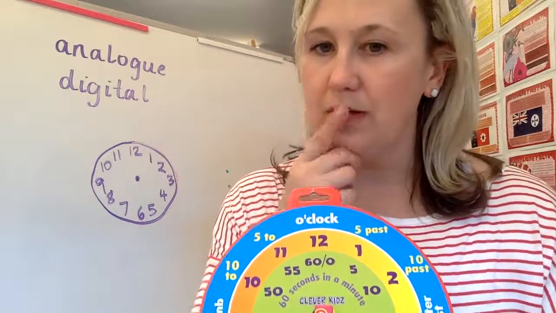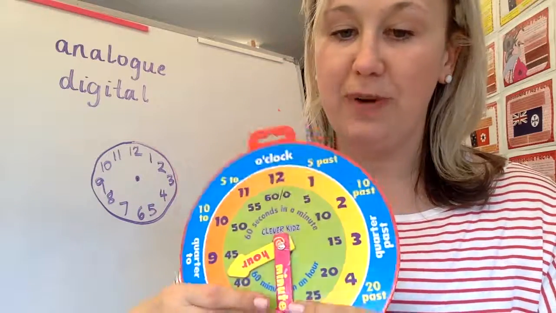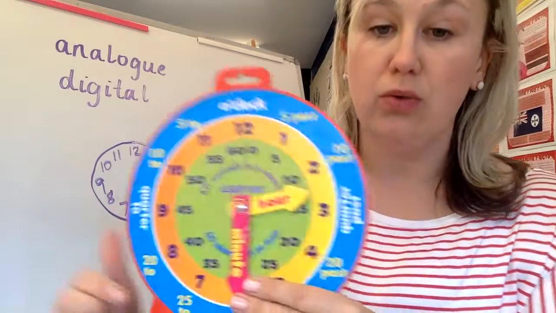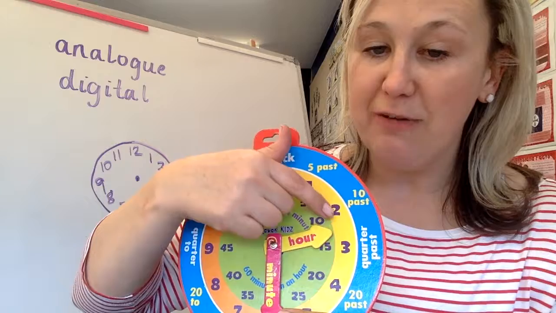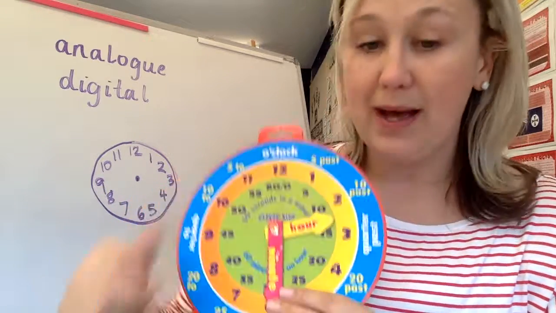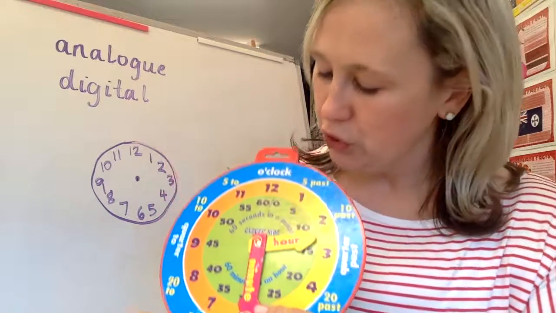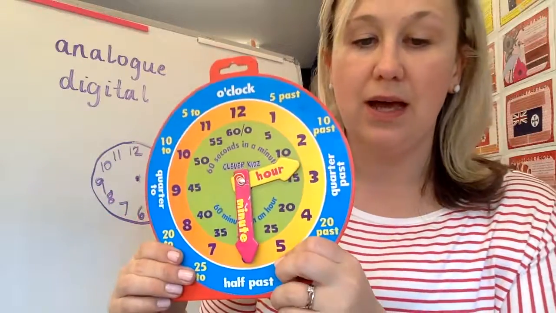Let's have a go at one more half past. So the minute hand stays on the 6 because it's half past something, and the hour hand's going to be in between the 2 and the 3. So the minute hand's on the 6, and the hour hand's halfway past the 2, which makes it half past 2, or 2:30, because the minute hand has travelled 30 minutes to get to half past.